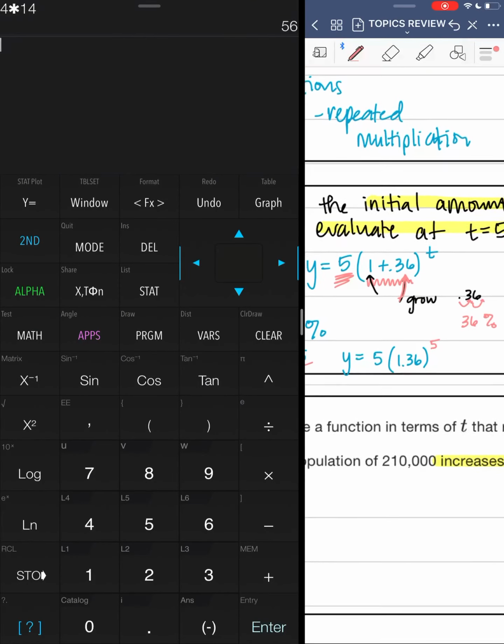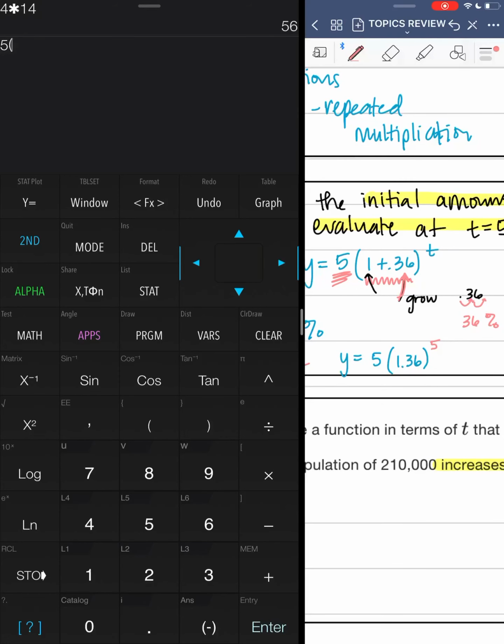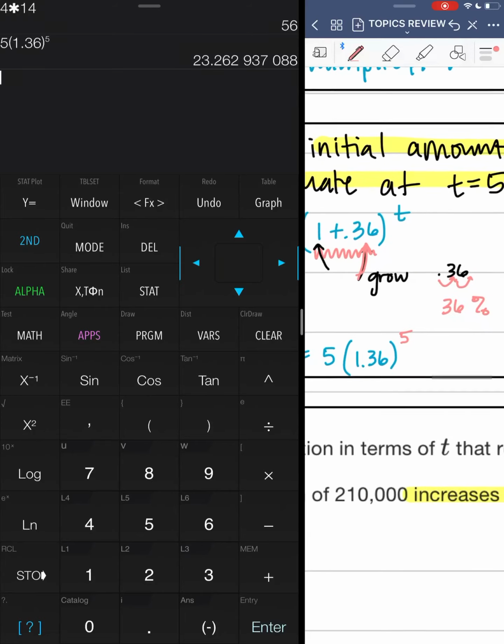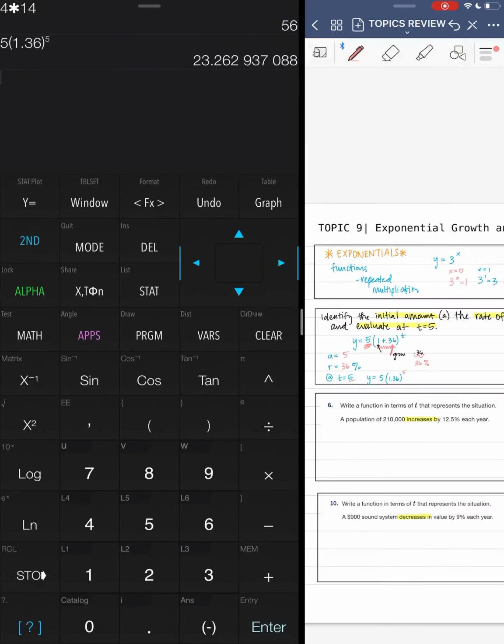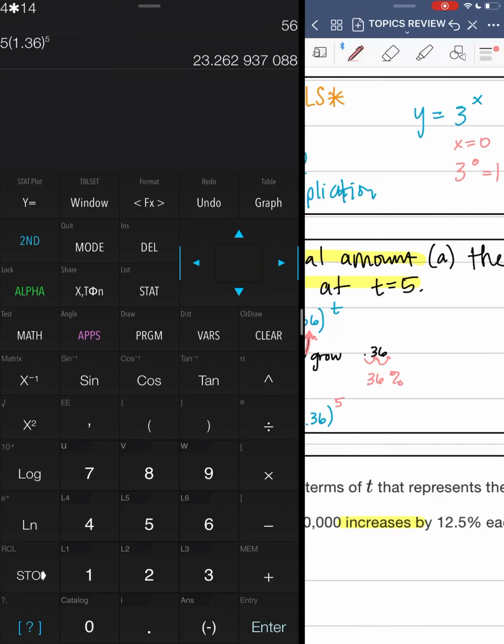Okay, so we're typing in 5 times, in parentheses, 1.36. I've got to go to the exponent and I need to put in a 5. Oh, 23.262. We're going to say that it says round to the nearest hundredth, so that's 2 decimal places.